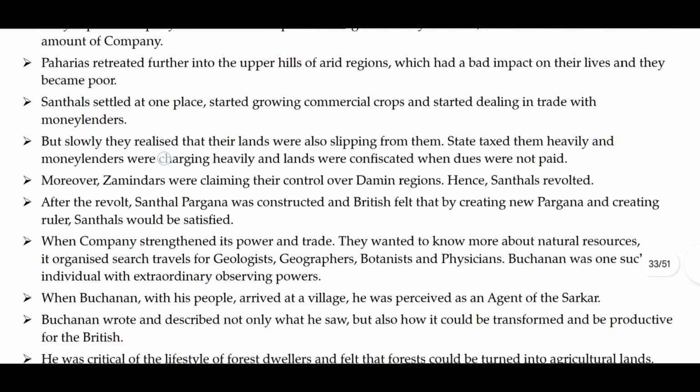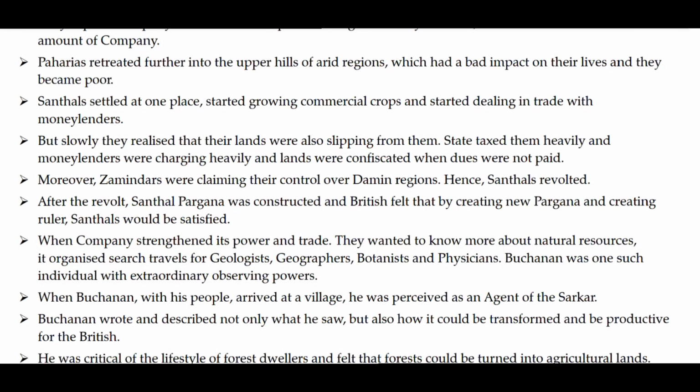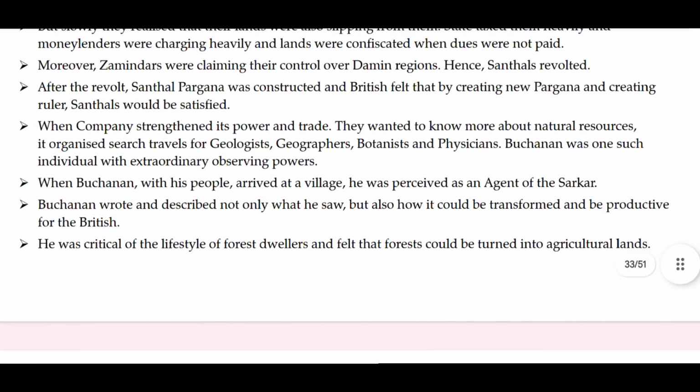Santhals settled at one place, started growing commercial crops, and started dealing in trade with moneylenders. But slowly they realized that their lands were slipping from them. The state taxed them heavily and moneylenders were charging heavily and lands were confiscated when dues were not paid. Moreover, zamindars were claiming their control over Damin regions, hence Santhals revolted. After the revolt, Santhal Pargana was constructed and the British felt that by creating a new Pargana and creating new rulers, Santhals would be satisfied.